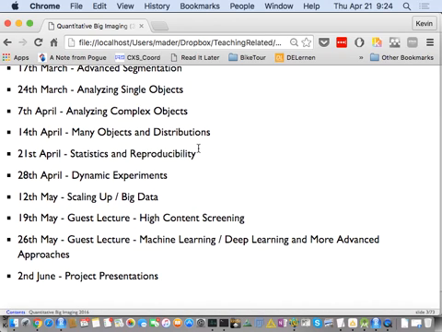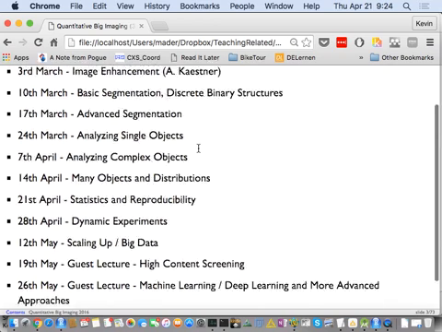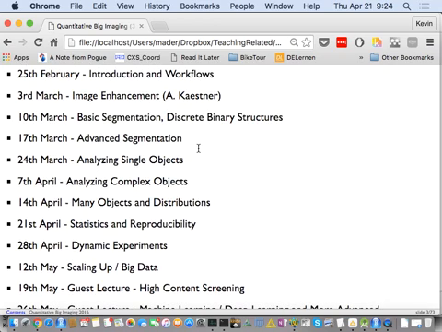So we see that we've covered the analysis techniques so far that we're going to cover in this course. And what this will cover is basically doing the statistics and reproducibility analysis on the tools that we've developed up until this point. The next one, we'll look at more dynamic experiments. And so how do you look at videos or time sequences of images and compare them with each other, and what sort of analyses are possible there.